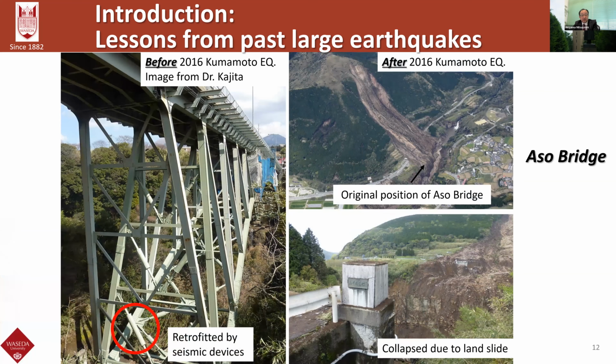These are photographs of Aso Bridge, with a span of approximately 130 meters, taken before and after the 2016 Kumamoto earthquake. The Aso Bridge was also retrofitted with seismic dampers here. However, the Aso Bridge was completely destroyed due to the huge landslide caused by the 2016 Kumamoto earthquake.